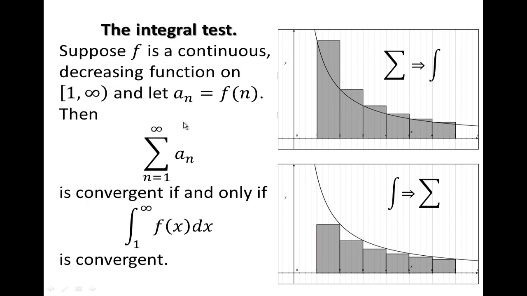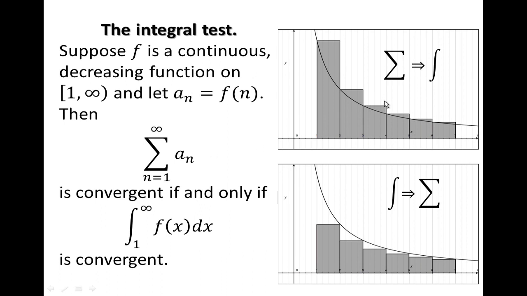It turns out then that the series will converge exactly when the integral converges. So if the series converges, the integral converges. If the integral converges, the series converges. And the same could be said for divergence. If the integral diverges, the series diverges, and vice versa.